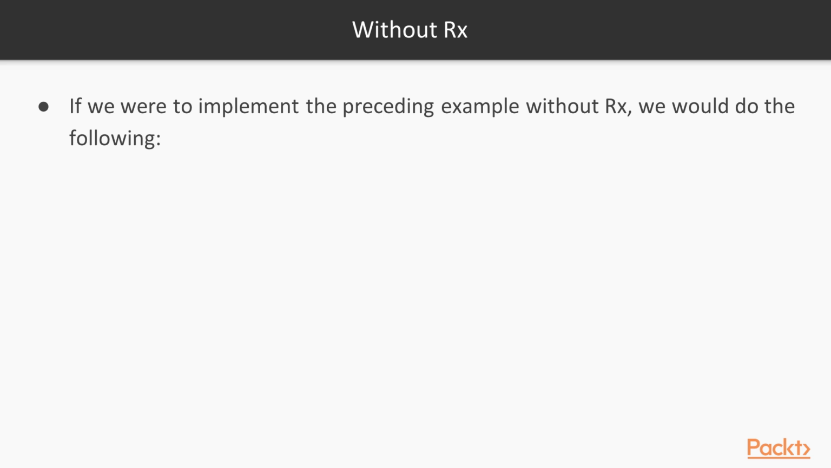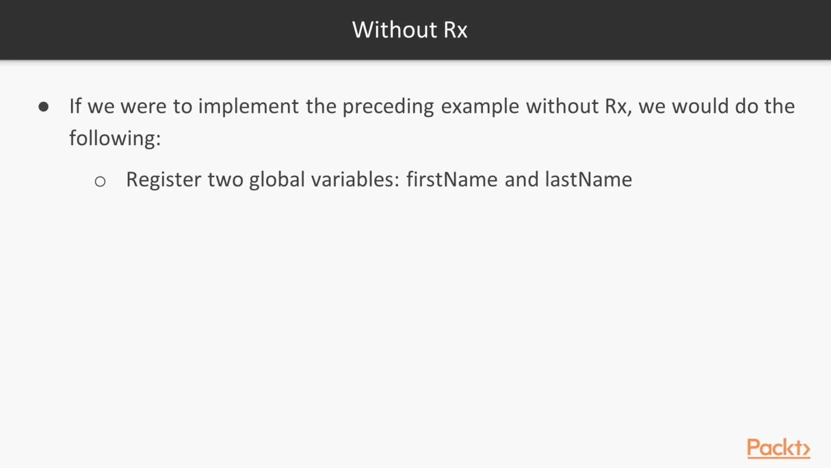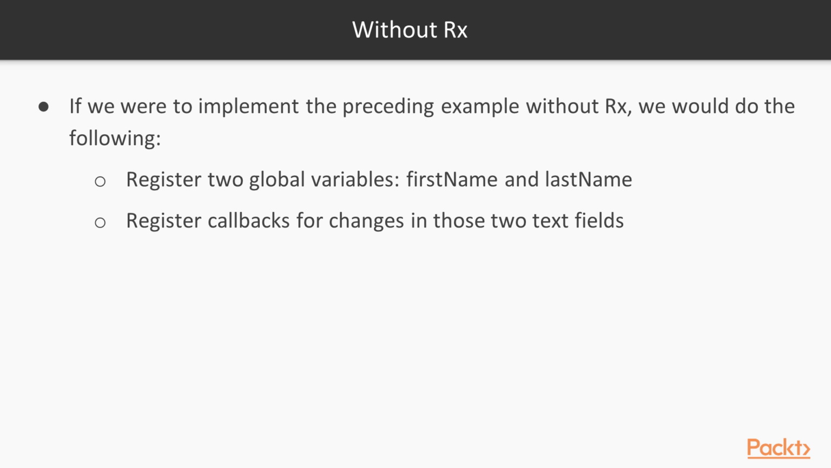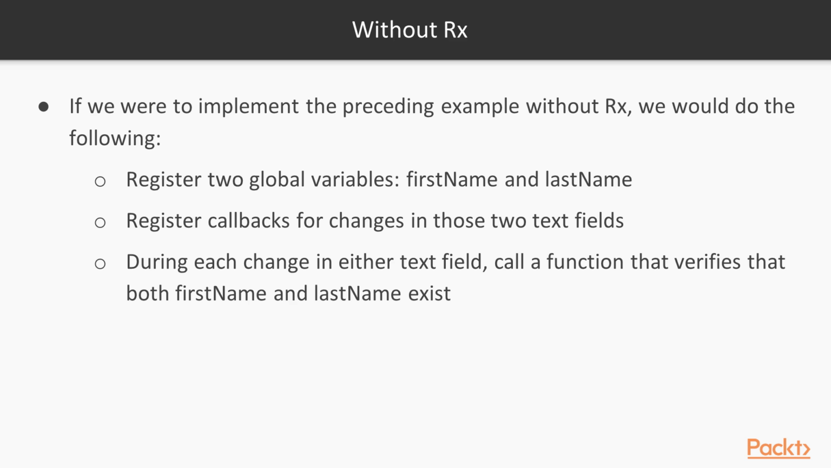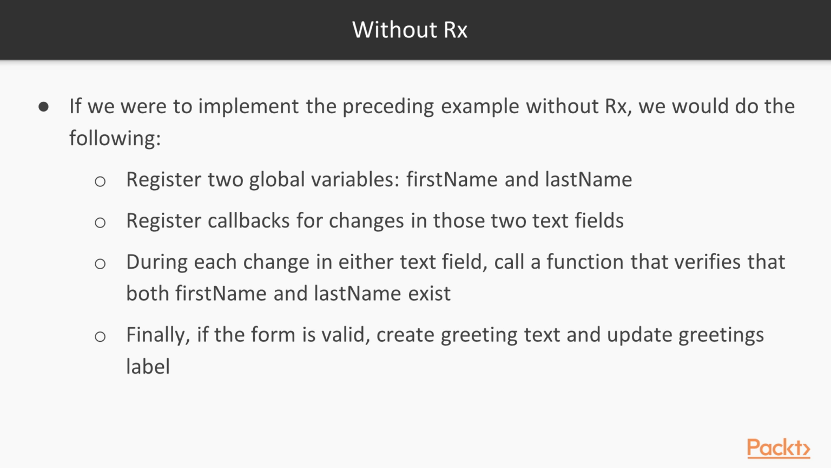If we were to implement the above example without Rx, we would register two global variables, first name and last name, and register callbacks for changes in those two text fields. During each change in either text field, we would call a function that verifies whether both first name and last name exist. Finally, if valid, create the greeting text and update the greeting label. Thanks to RxJava, we don't need to do all these steps. We can do this task in 3 lines as shown above.